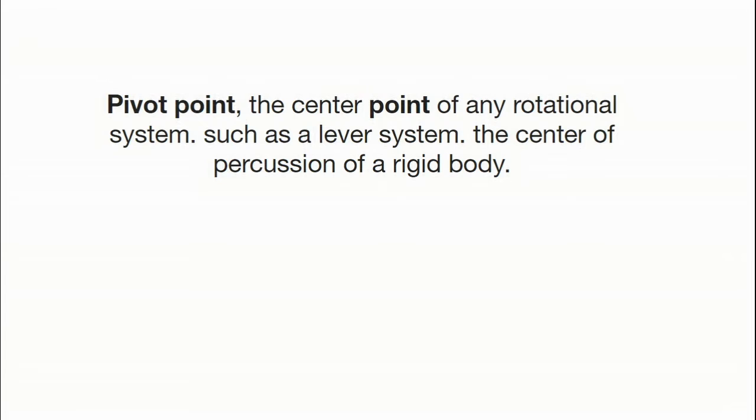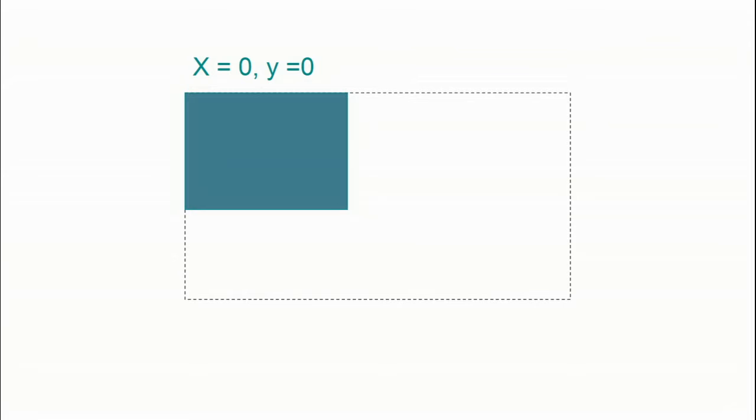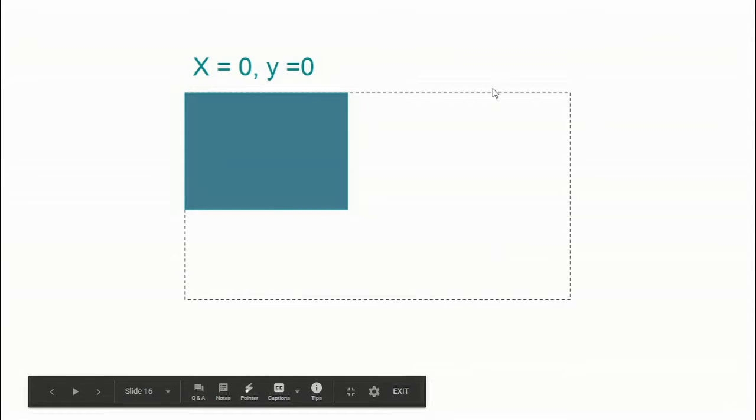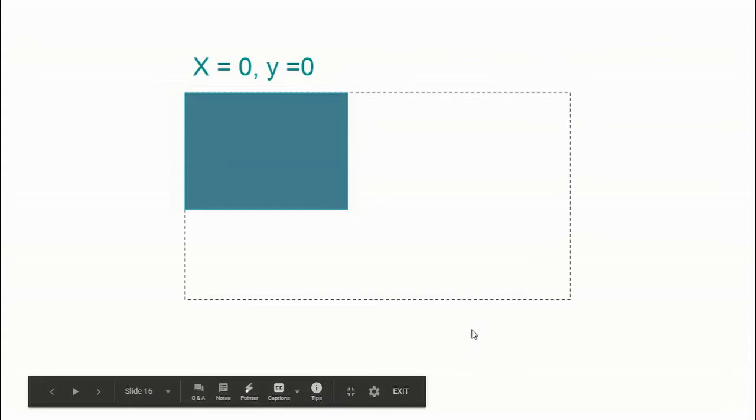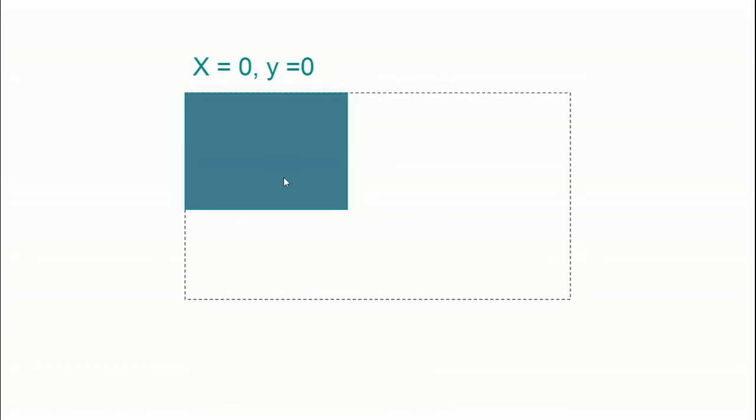Now let me explain what a pivot point in HTML is before we get into the coding. Assume this bordered area is our screen, or you can assume it as our parent container or parent element, which is basically going to be the body element if we are seeing it in our browser. And in this body element we have one div, where x is 0 and y is 0. So x means the left side of this element is 0 and y is 0.